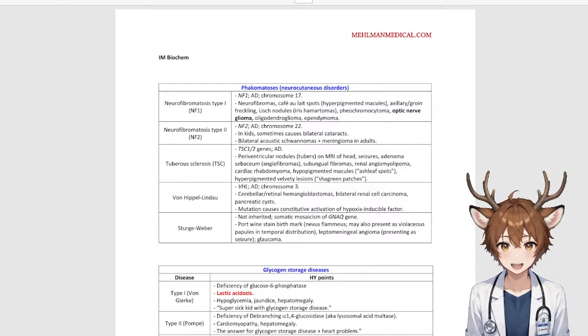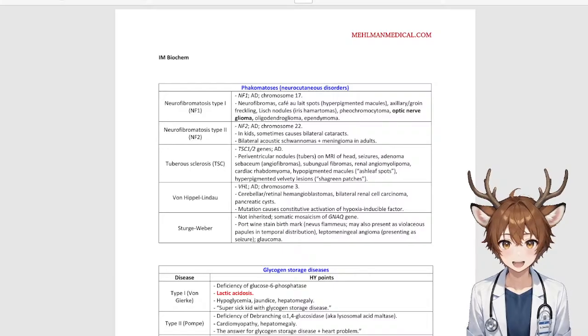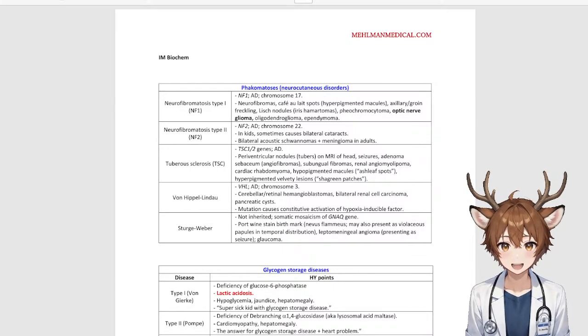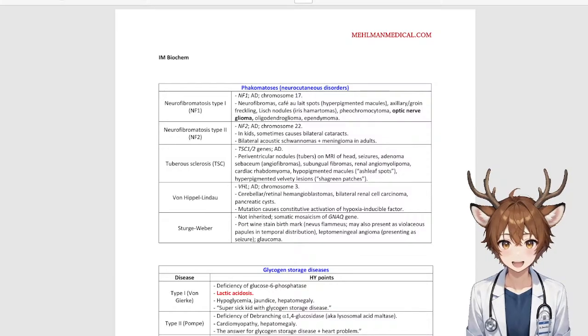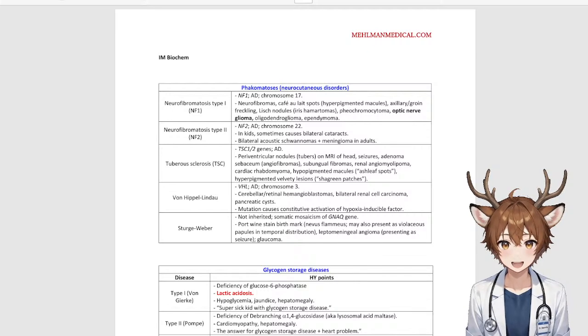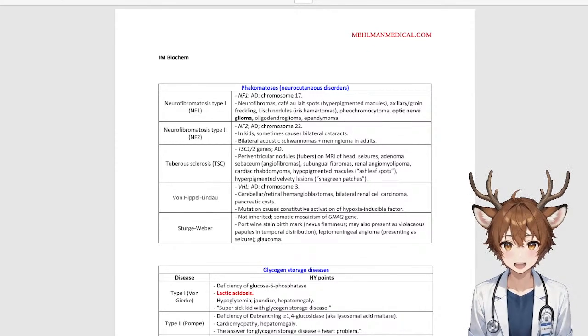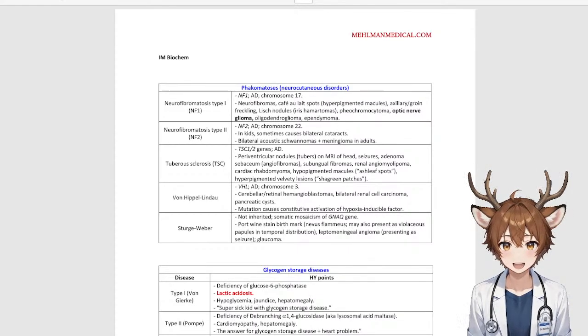Tuberous sclerosis, TSC. So TSC1/2 genes, autosomal dominant. Periventricular nodules, tubers on MRI of head, seizures, adenoma sebaceum, angiofibromas. Subungual fibromas, renal angiomyolipoma, cardiac rhabdomyoma, hypopigmented macules, ash leaf spots, hyperpigmented lesions, shagreen patches.